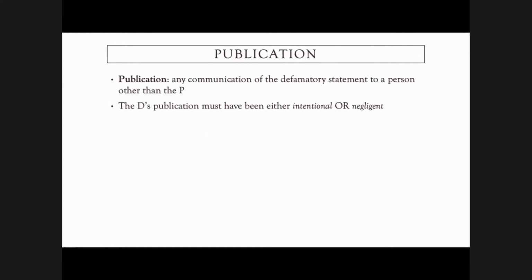And then for publication, pretty simple. Any communication of the defamatory statement to a person other than the plaintiff is considered to be publication, and the defendant's publication must have been either intentional or negligent. Very straightforward. In this case, you wouldn't need to do a full-blown negligence analysis. It's enough to briefly speak about somebody's duty and whether they caused harm. Just do what you need to do with the time that you have.